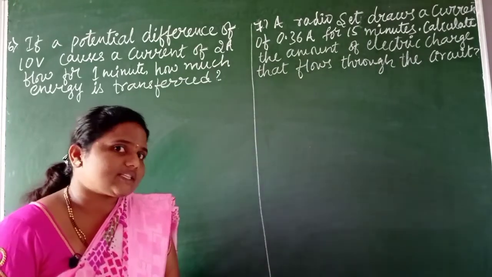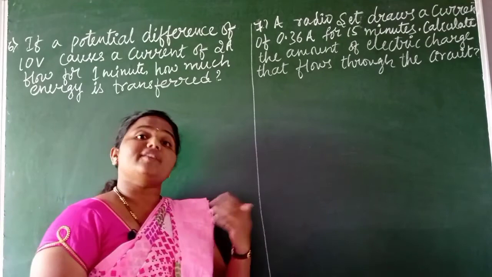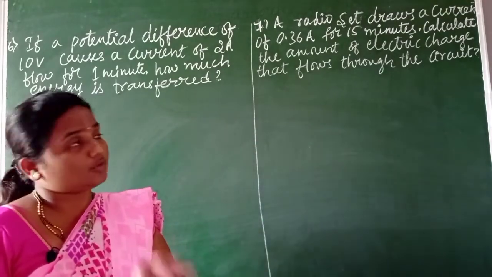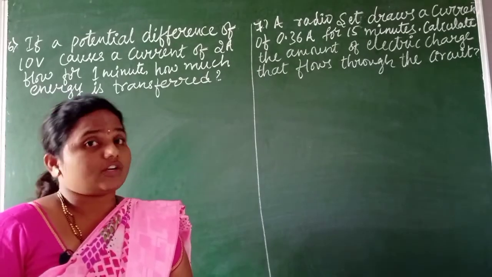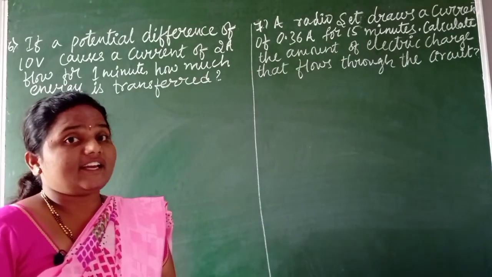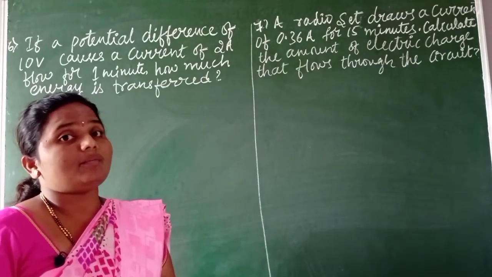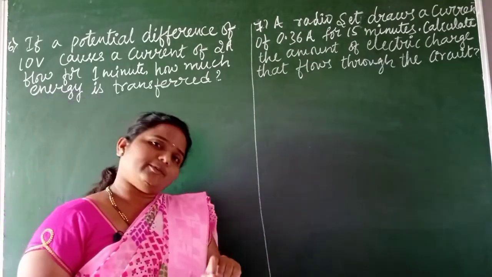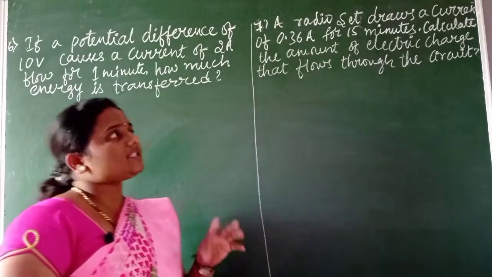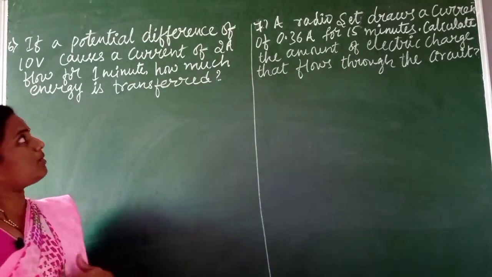Children, in today's session, we will solve a few more problems based upon the next topic, that is related to electric current. Okay, children, when I say electric current, what formulas should come to our minds? Yes, good. I is equal to Q divided by T. So based upon this, today we will solve a few more problems, children.